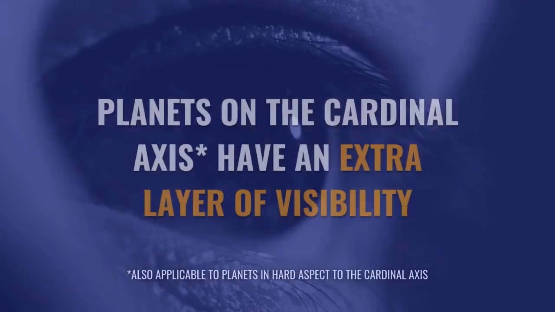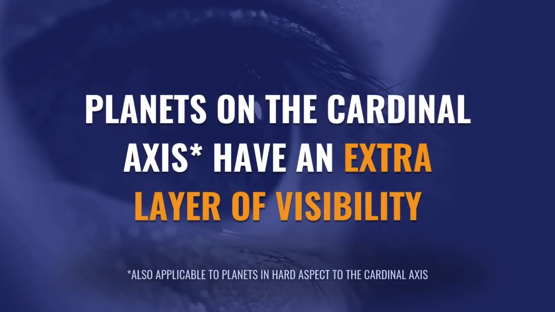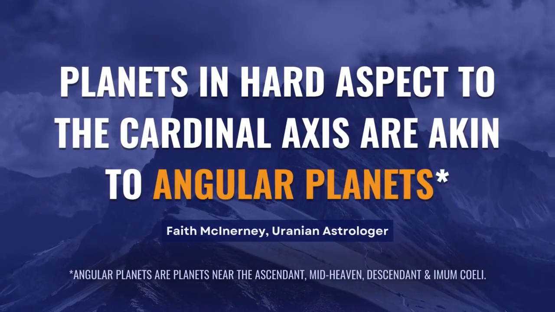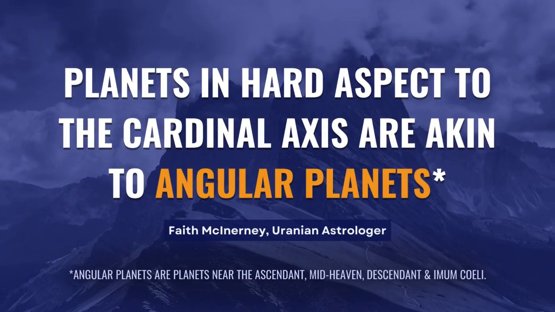Now, if I have a planet that is on the cardinal axis at all, I'm going to view that planet as having an extra layer of visibility within my charts. I once heard a great Uranian astrologer by the name of Faith McInerney, who's a dear friend of mine, say that when planets are on the Aries point or when planets are on the cardinal axis, that is essentially the same as those planets being angular. So when a planet is on the cardinal axis, it receives this additional layer of visibility and prominence within our lives that is comparable to that planet itself being angular. And that's how I tend to view this concept as well within my life and within my astrological practice.